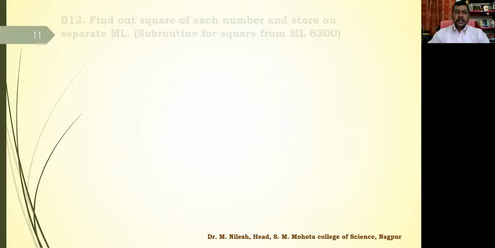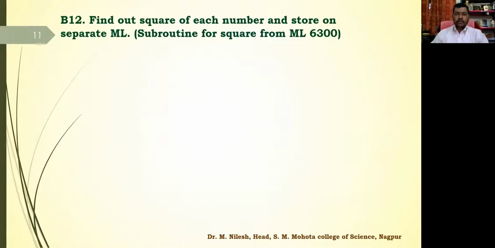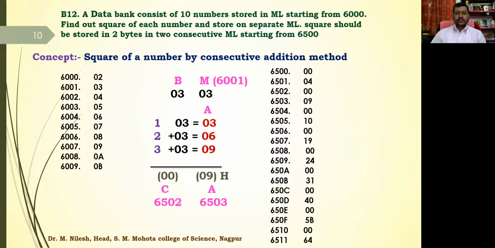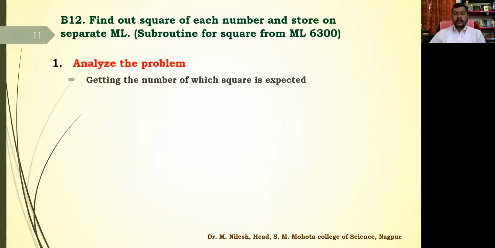Next, let us analyze. Now we have to divide this program in two parts, right? So we'll be writing a subroutine also, and we'll be writing a main program also. So in the subroutine, we will specifically write the program for square only, right?